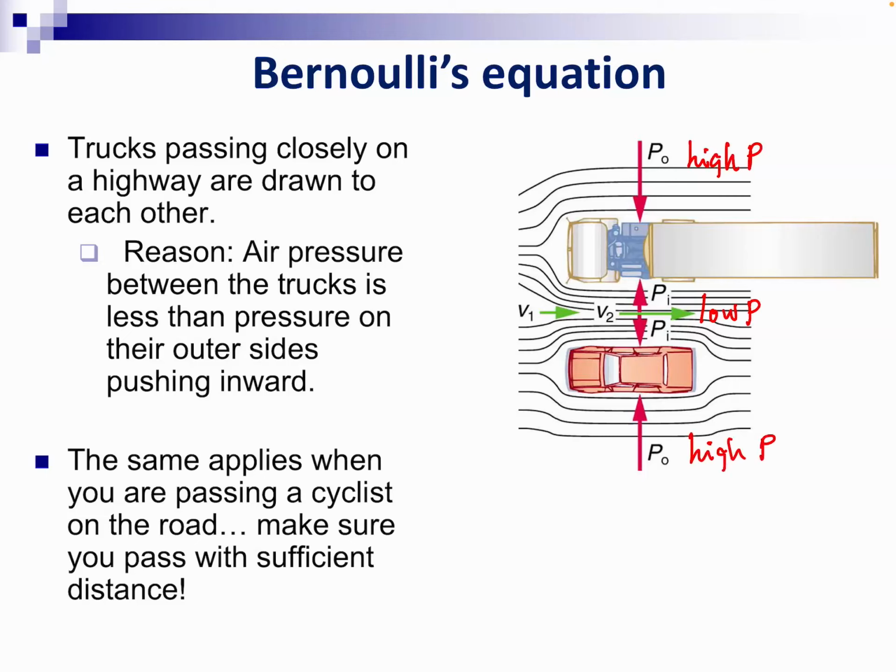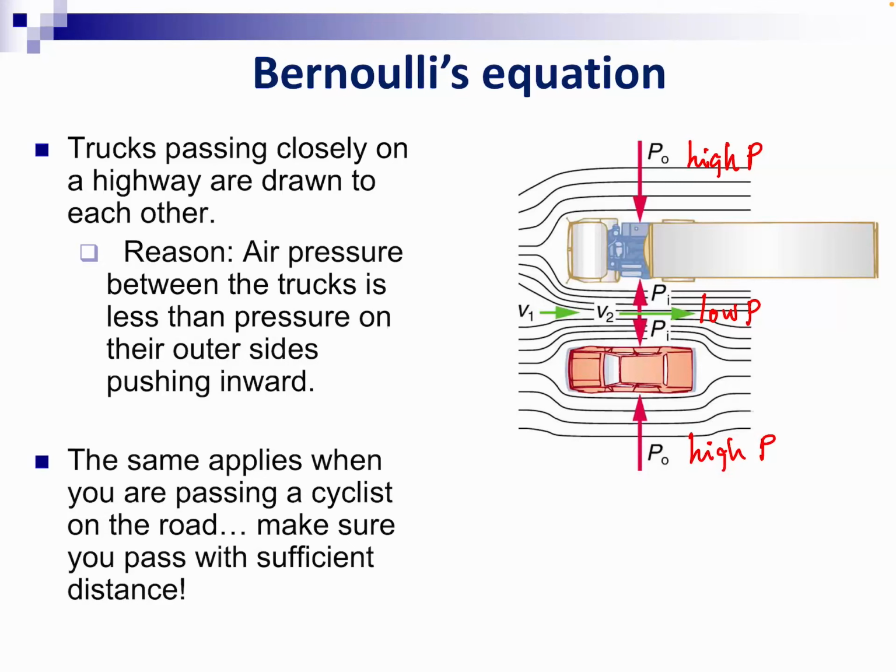This is also why ships collide in the ocean. You might wonder, the ocean is so wide, how come ships collide? It's because if they don't give enough space between themselves, then high pressure on the opposite ends of them can push them towards each other. It's the same concept again when you're passing a cyclist on the road. Give sufficient distance, because the low pressure that you create when you pass the cyclist could suck them into the road. All right, cool.